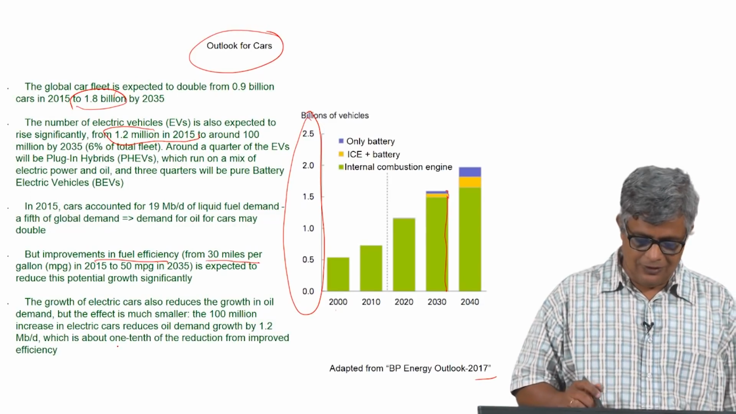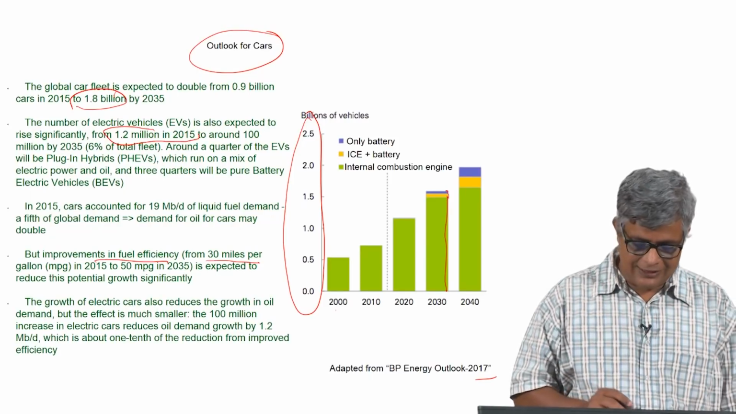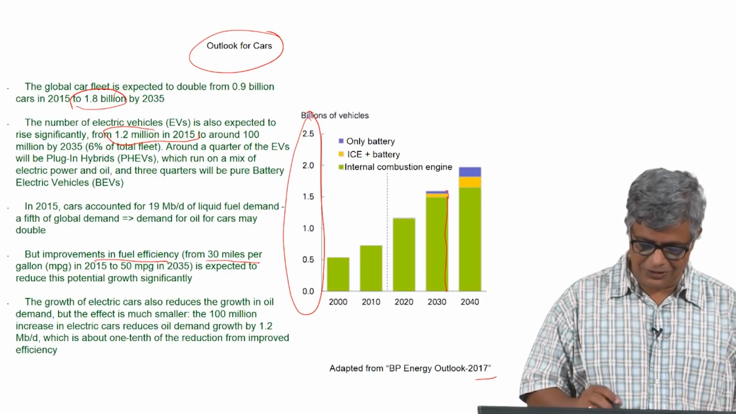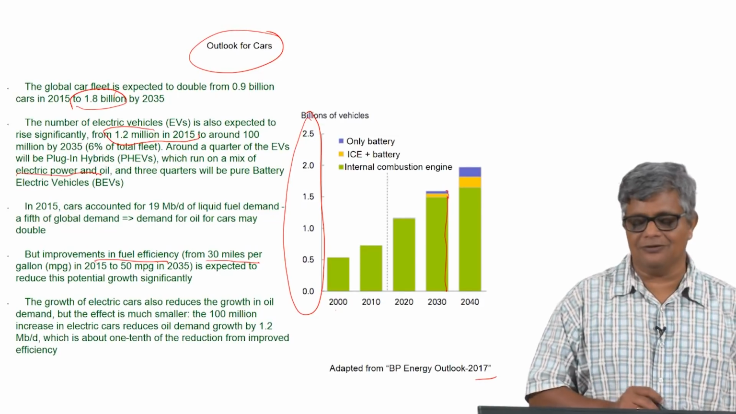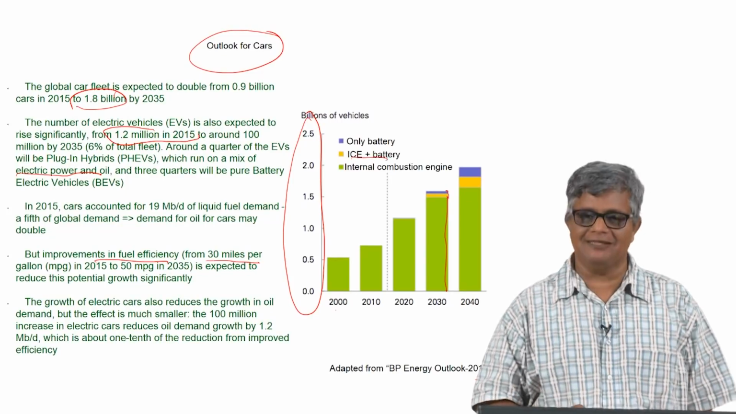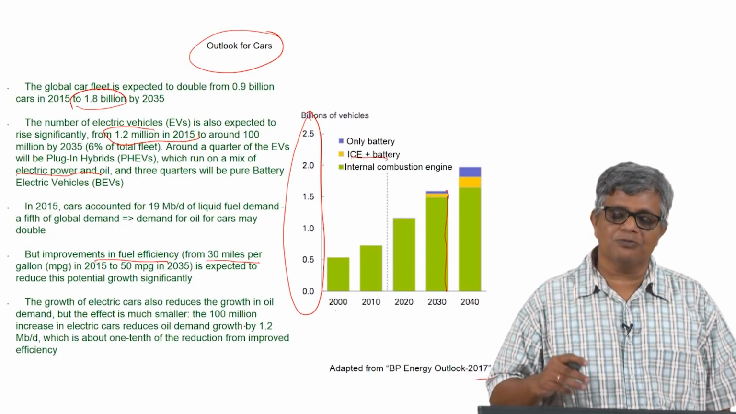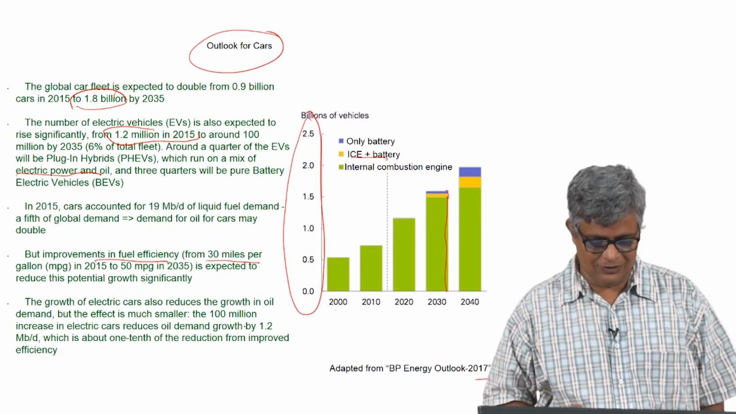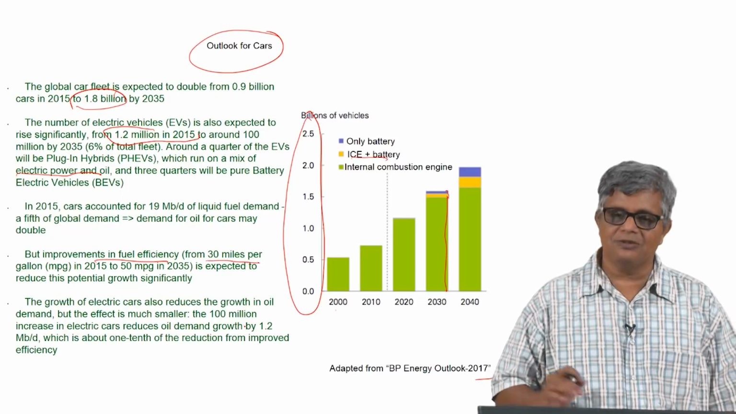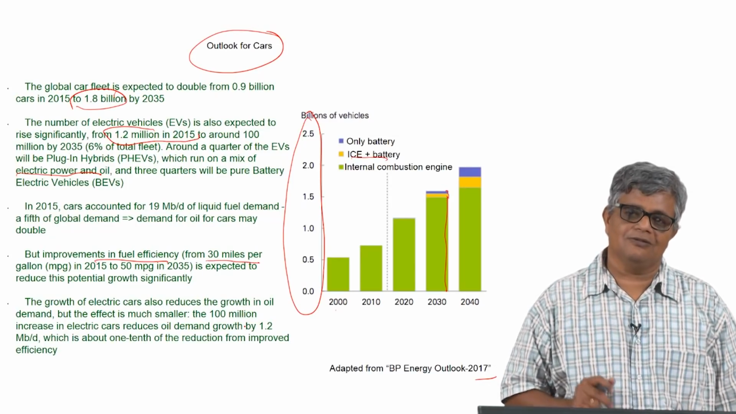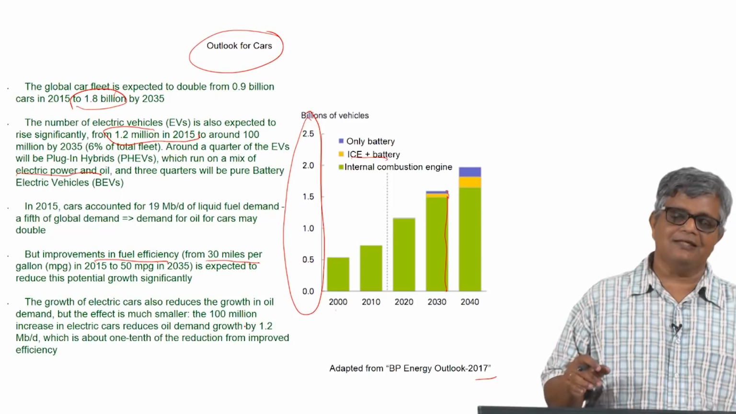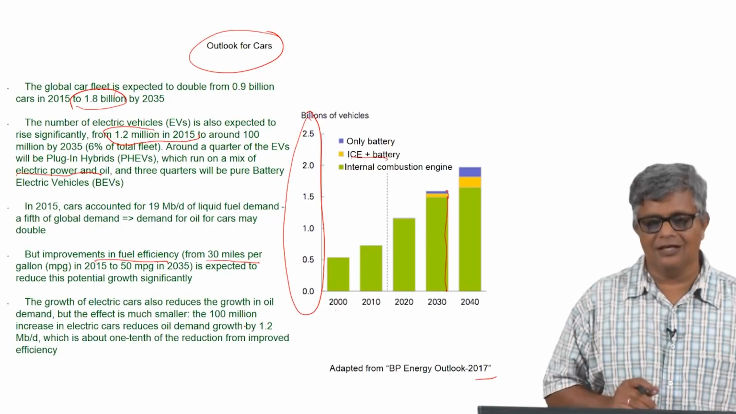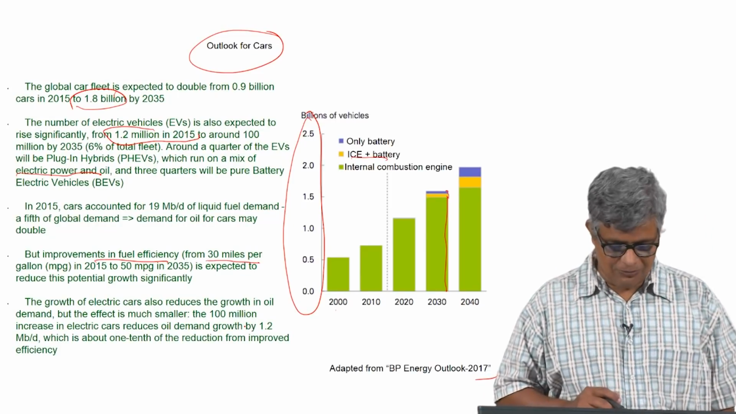Around a quarter of these electric vehicles will be plug-in hybrids, which run on a mixture of electric power and oil. So that is the internal combustion engine plus battery, and they will still produce some of the pollutants associated with the internal combustion engine, whereas the rest will be purely battery vehicles. Provided the charging energy for the battery is free of pollution, which again is a question mark, you will have a reduced amount of pollution.